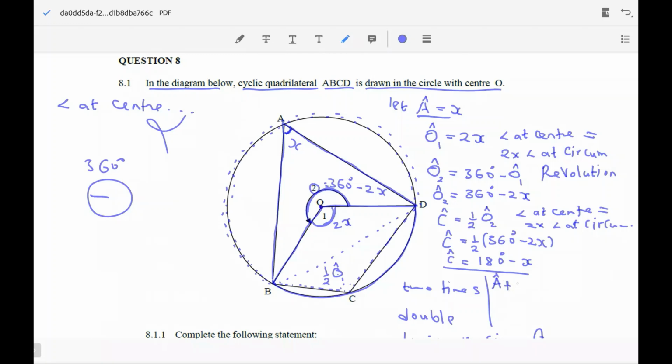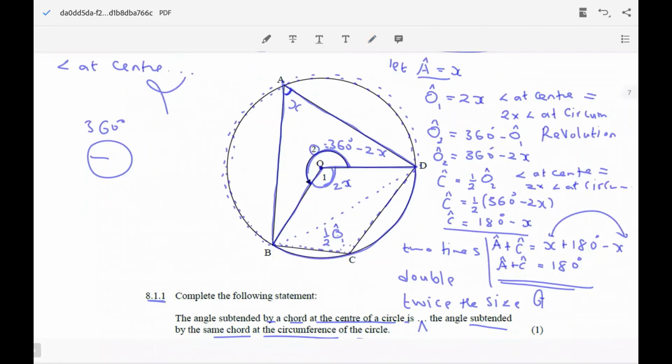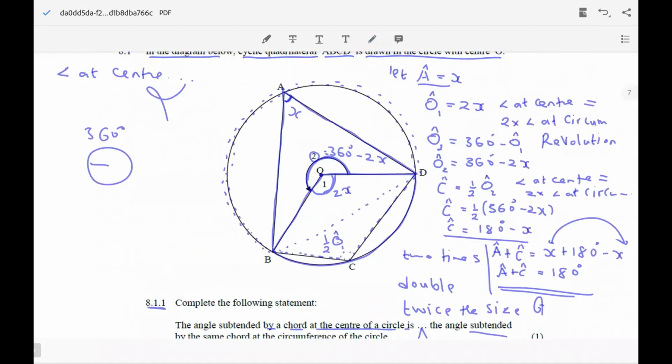So angle A plus angle C, what do we get? Angle A is x plus angle C, which is 180 degrees minus x. So algebraically, you can see that your x and negative x will indeed cancel out, and this will leave you with angle A plus angle C equal to 180 degrees. So that's the proof that the question wanted.